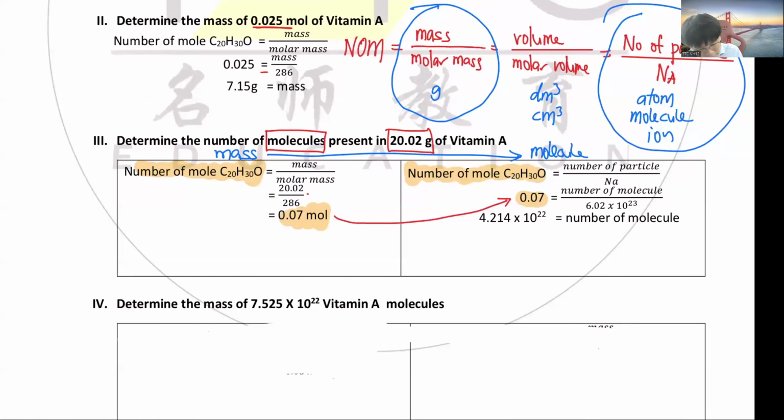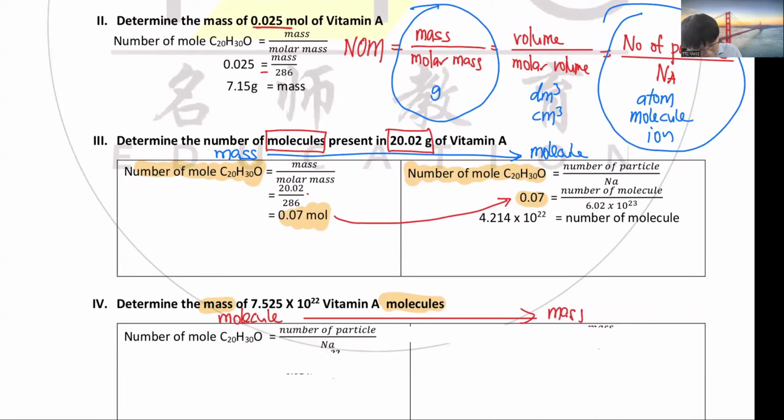Okay. Then for the next question, they give you molecule. They want you to find the mass. So this one is the reverse process. You have the molecule. They want you to convert to mass. So it's the same calculation. You just switch the position.